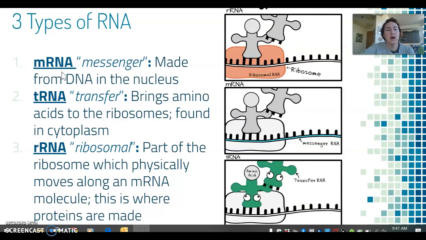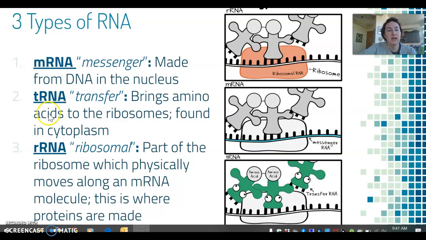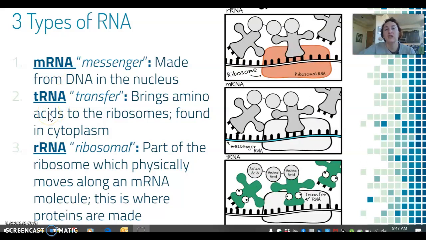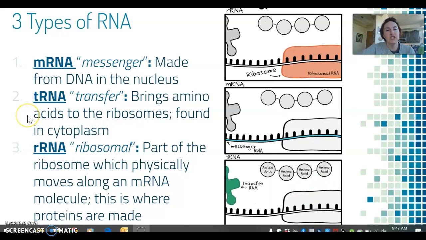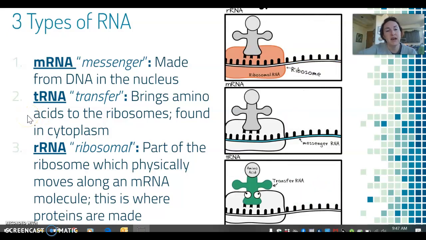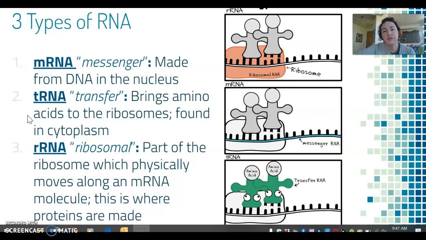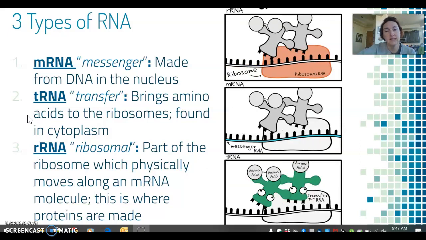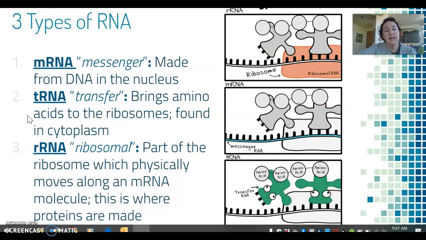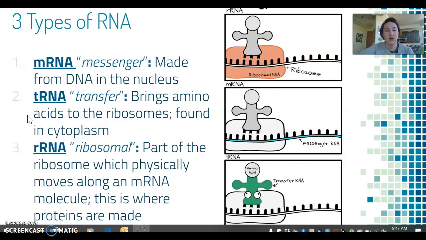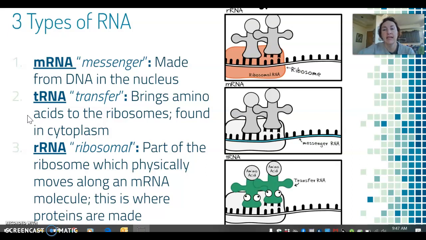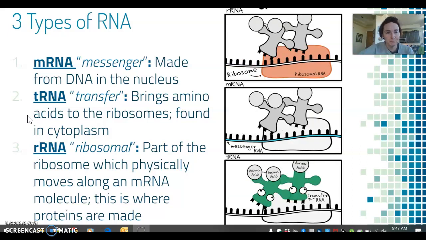The other type of RNA that you'll be coming across is called tRNA, and that T stands for transfer. Its job is to bring amino acids into the ribosomes. If you remember, amino acids are what make up proteins. And so when we learn about translation, we're going to hear more about tRNA. These tRNAs are found in the cytoplasm.